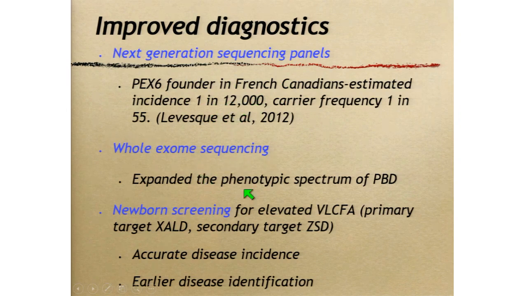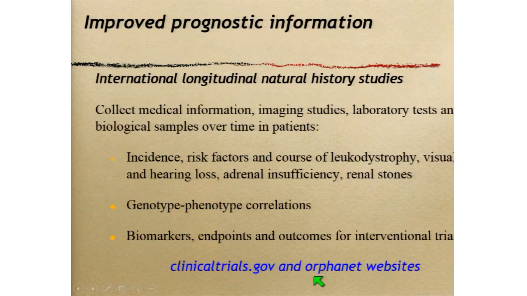Whole exome sequencing has expanded the phenotypic spectrum of PBD. And now we have newborn screening being initiated now in the States for elevated very long-chain fatty acids. The primary target is X-linked adrenal leukodystrophy. The secondary target would, of course, be Zellweger spectrum disorder. And we're excited about this because it should tell us an accurate disease incidence, and it should allow earlier disease identification in asymptomatic patients. We need to improve prognostic information, and we have international longitudinal natural history studies going on for this at clinicaltrials.gov and OFFINET.